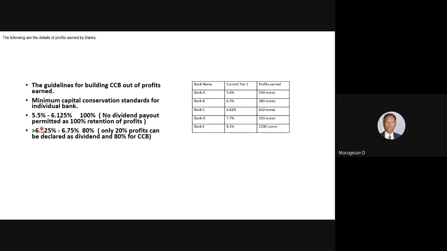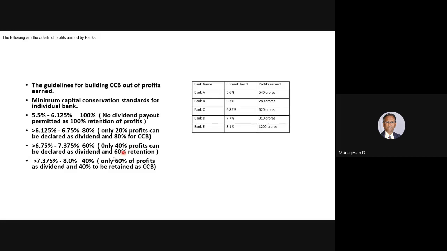Okay, you see the second one. If the level of capital is 6.125 to 6.75, you have to remember this. You add 0.625 to 6.125 and get 6.75. Here 80% is to be retained as capital and 20% can be declared as dividend, because your profit has slowly gone up. You see, the third slab is where the capital is anywhere between 6.75 and 7.375, another 0.625 you add. 60% is to be retained as capital, and the remaining 40% only can be distributed as dividend. You have to remember this. How are you going to remember?